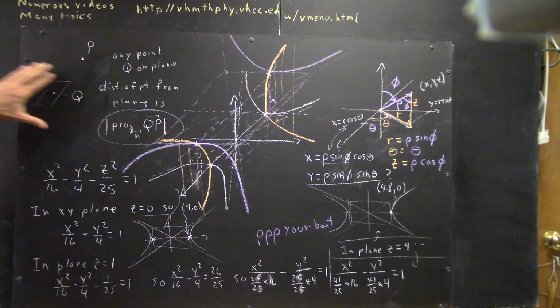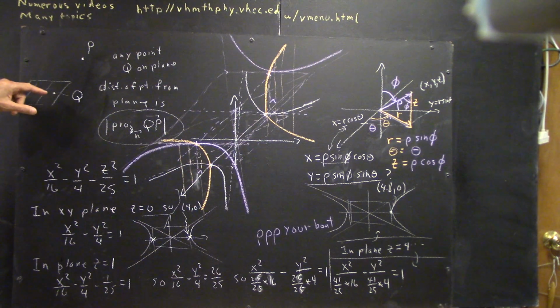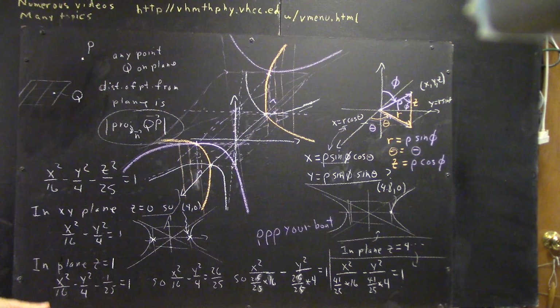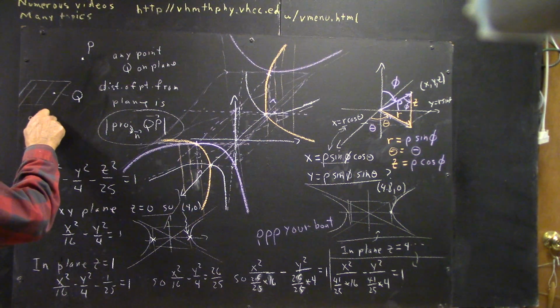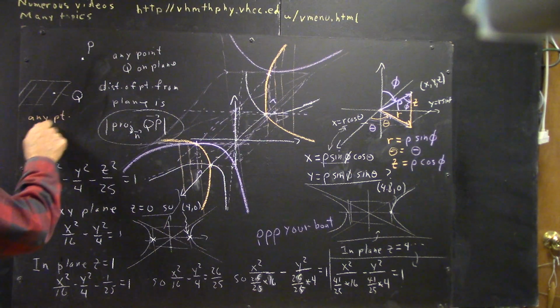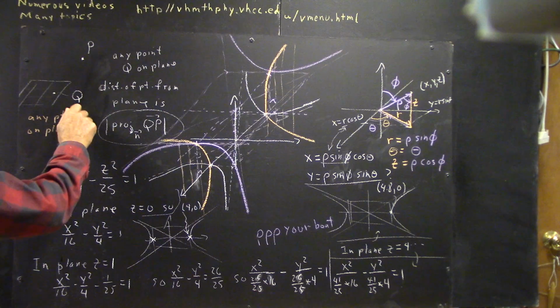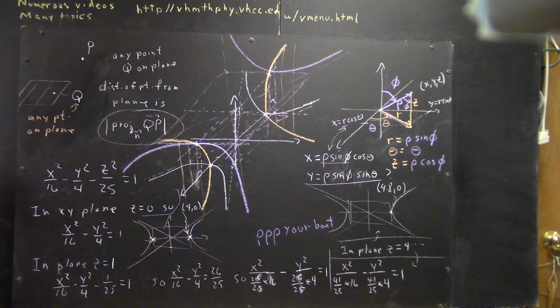Okay, let's say we have a plane here. We have a point P out here, and we want to find the distance from the point P to the plane. First thing we do, we need to find a point on the plane. Could be any point on the plane. So Q is any point on the plane. P is some point outside the plane.